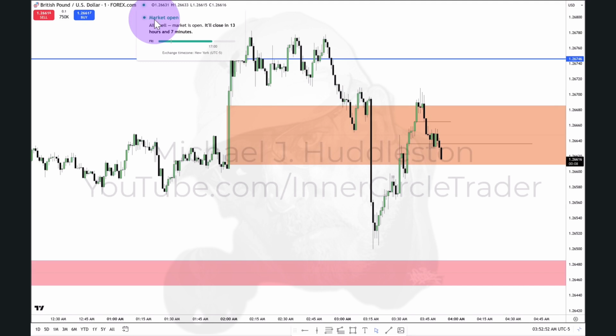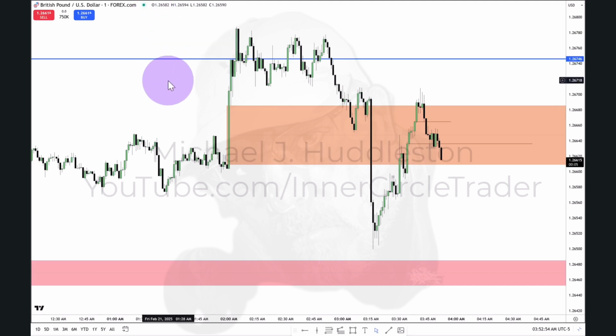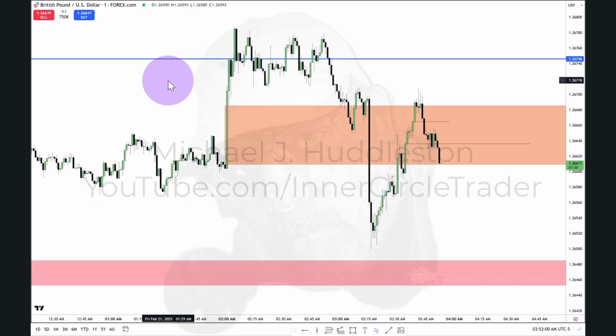This is the part that makes it very difficult for new students or new traders. They don't wait for their setup. They simply try to anticipate the setup because they're afraid they're going to miss the move. I'm not afraid of missing the move because there's lots of moves intraday.